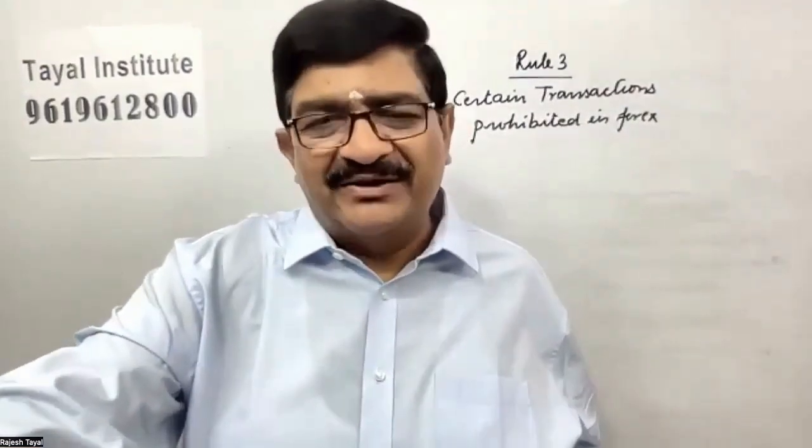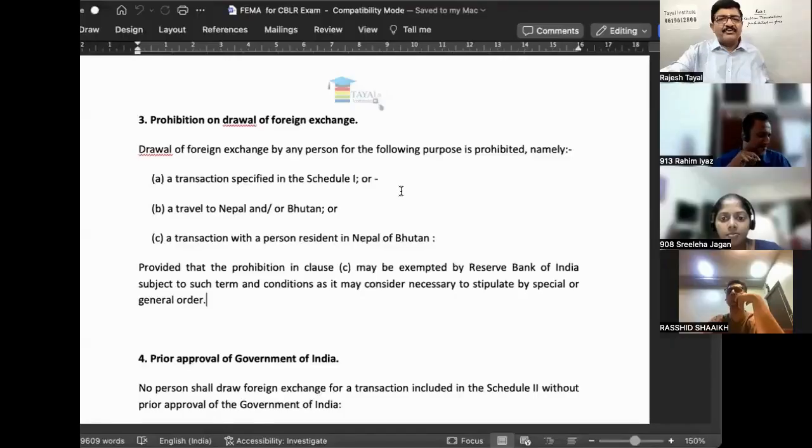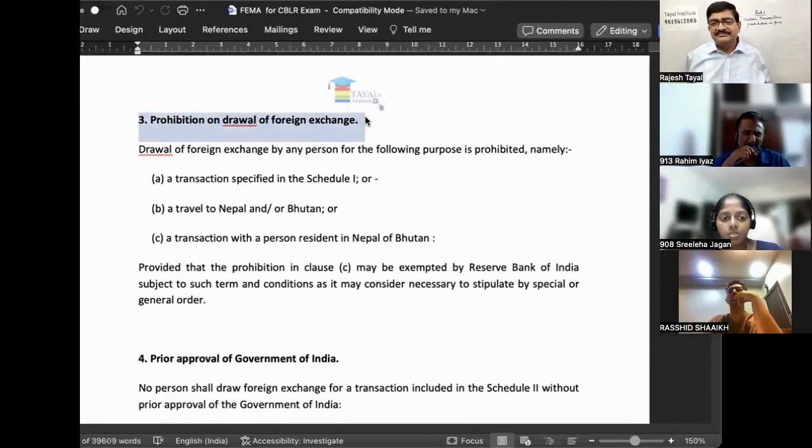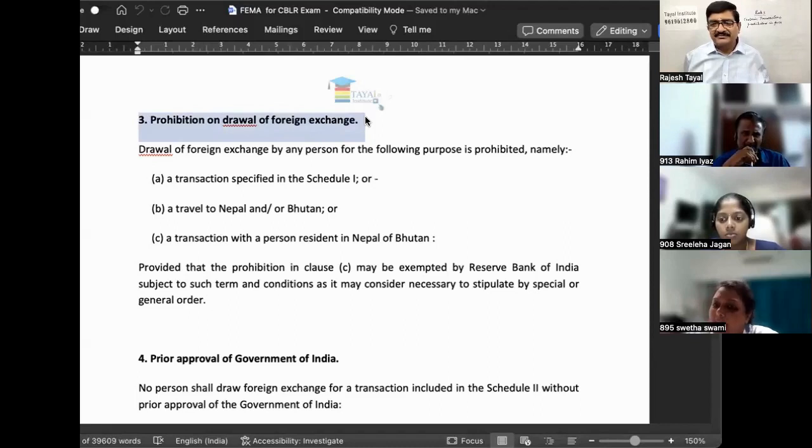Now see the title. Understanding is coming from here. Prohibition on drawal of Foreign exchange. Only drawal is prohibited. If you already have foreign exchange, it can be used for the transactions. Where from you are having.